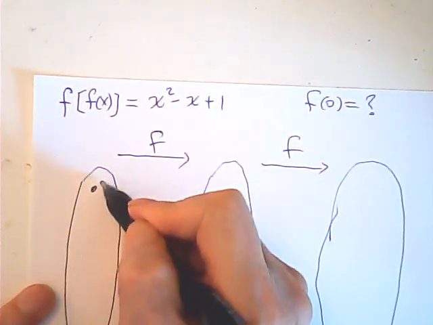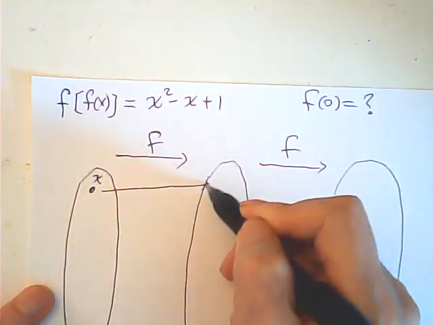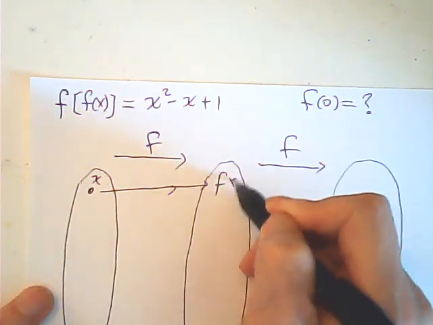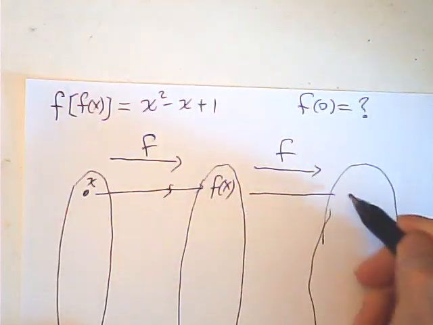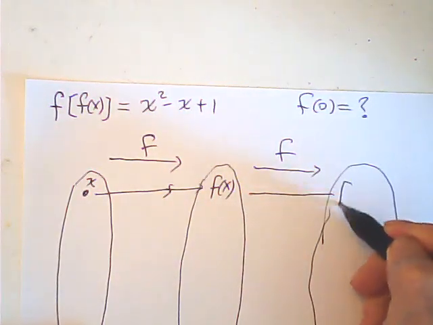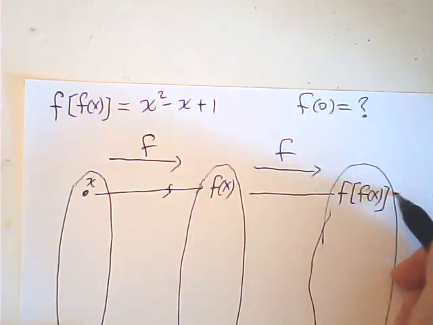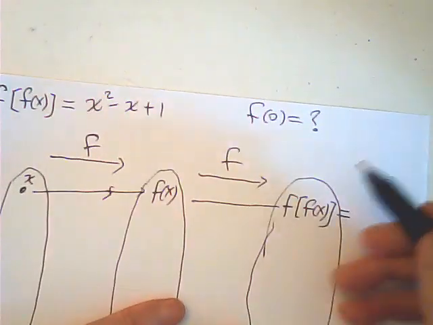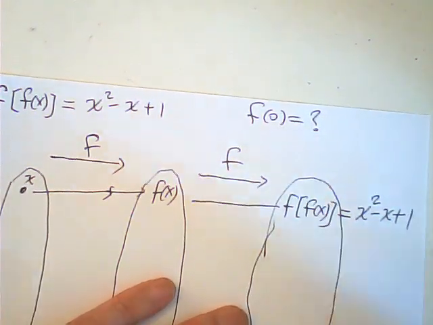If this is x, then this goes to f(x), isn't it? This goes to f(x), and by the definition is equal to x squared minus x plus 1.